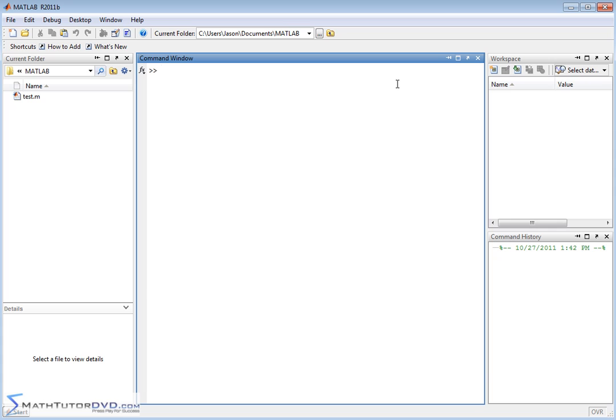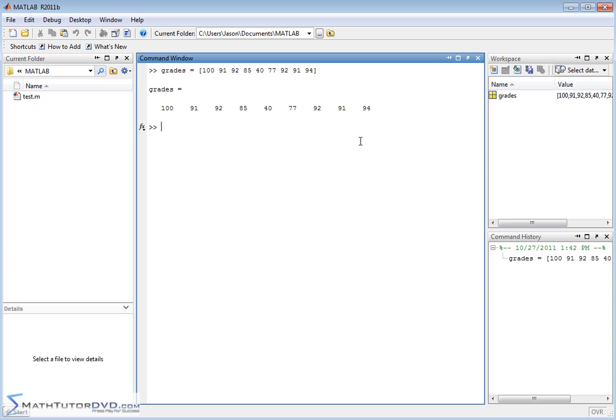So for instance, I may be a teacher, and so I may have some students and I may be collecting grades. So let's say some of the grades in the class are 100, 91, 92, 85. One guy got a really bad grade of 40, or one lady got a bad grade of a 40. Then most people in the class are doing pretty good, something like that. So these are all the grades in my class. Of course, keep in mind I may have 200 people in my class and have a much longer vector. So here's my grades vector.